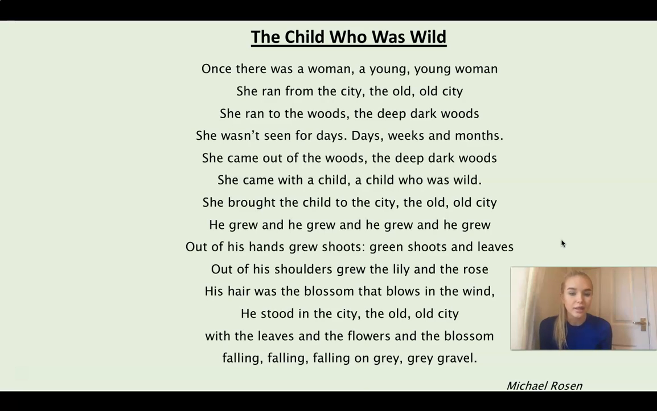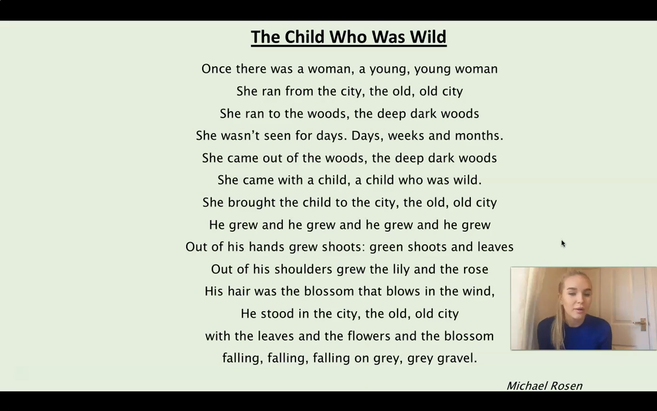He grew and he grew and he grew and he grew. Out of his hands grew shoots, green shoots and leaves. Out of his shoulders grew the lily and the rose. His hair was the blossom that blows in the wind. He stood in the city, the old city, with the leaves and the flowers and the blossom, falling, falling, falling on grey gravel.